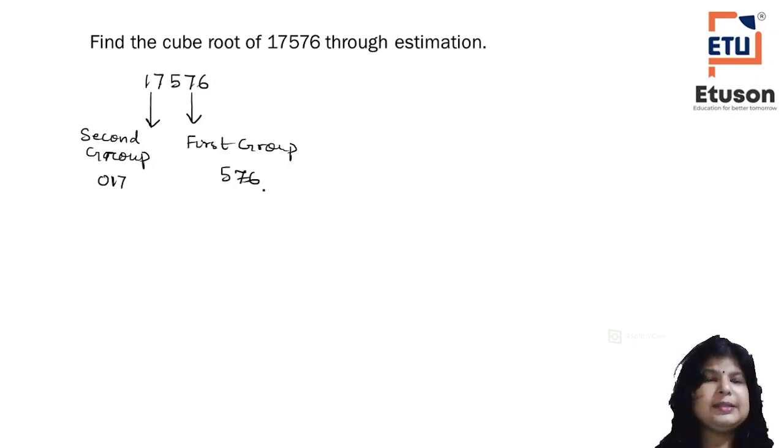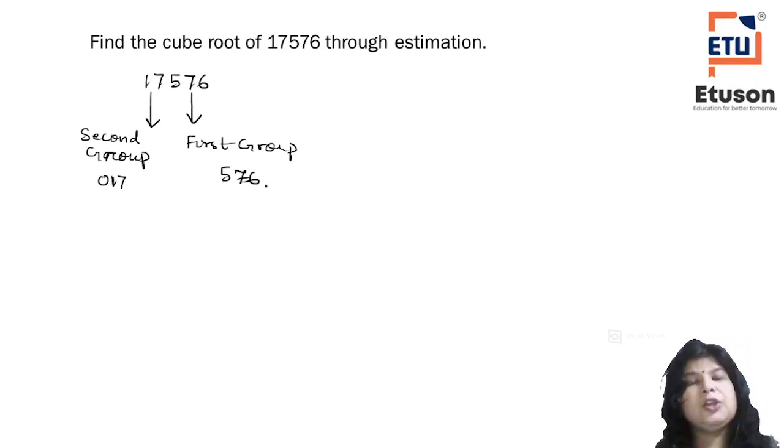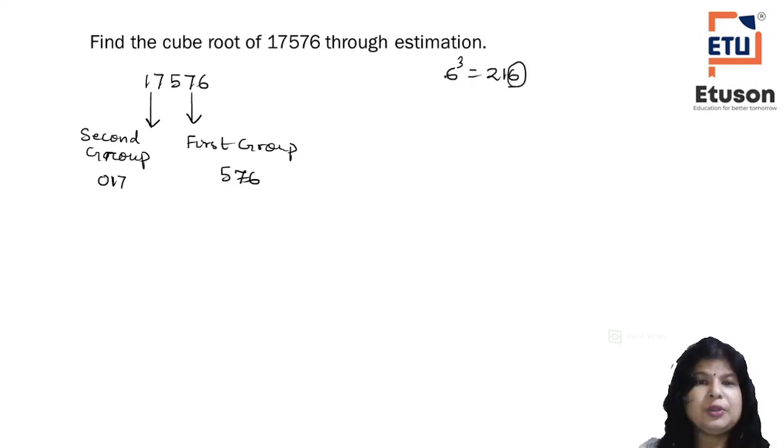So now considering 576. Which number, if you take it at its units place, gives 6 in the cube of the number? Of course it is 6, right? Because we know 6 cube is 216, so you get 6 at its units place. So you can take the units place of the required cube root as 6. So your ones place has been determined, that is 6.